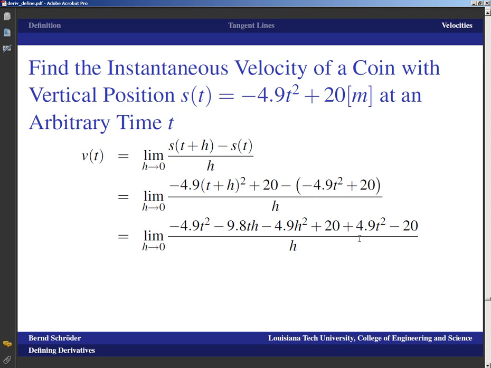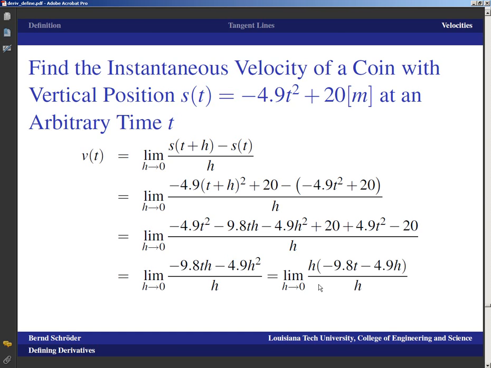Okay, now the 20s cancel, the 4.9 t squareds cancel, and we're ending up with the limit as h goes to 0 of negative 9.8 th minus 4.9 h squared, over h. Remember, better safe than sorry, factor out the h and then cancel it. This is the limit as h goes to 0 of negative 9.8 t minus 4.9 h. Note that the t doesn't depend on h, so that stays with us, and the limit is negative 9.8 t.